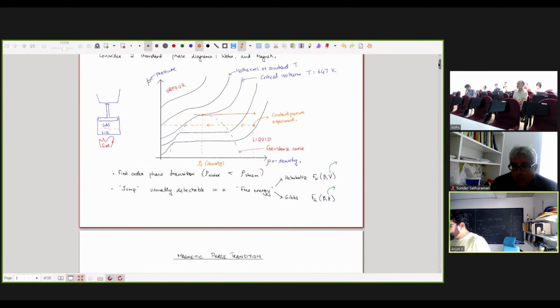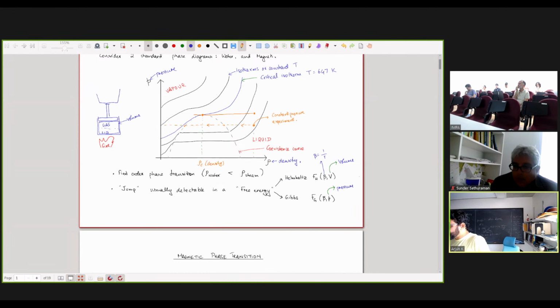Okay. So there are two typical free energies associated with water. One is called the Helmholtz free energy, and the other is called the Gibbs free energy. This Helmholtz free energy is a function of beta, which is the inverse temperature, and V, which is the volume of the container here. So this size would be the volume. And there's another free energy associated with the system, called the Gibbs free energy. That's a function of beta and P, the pressure.